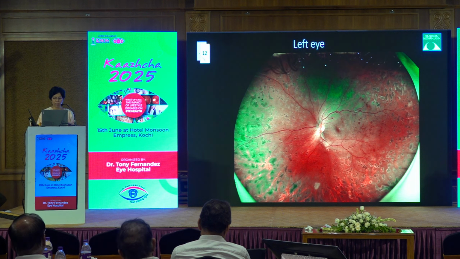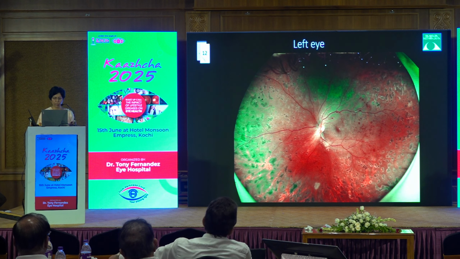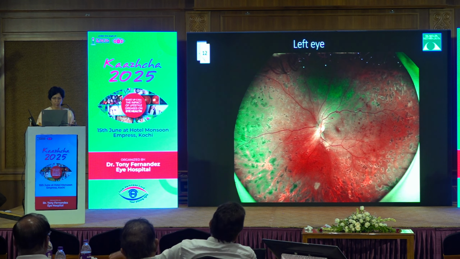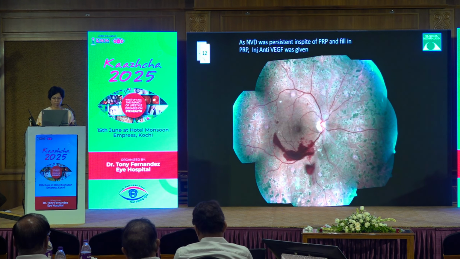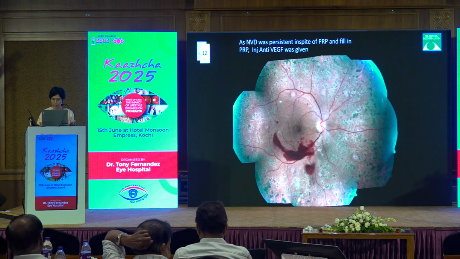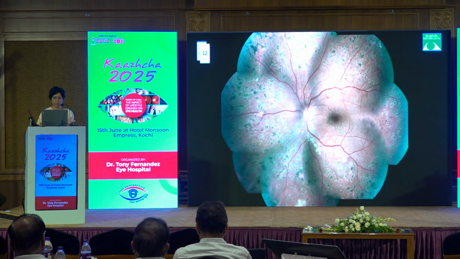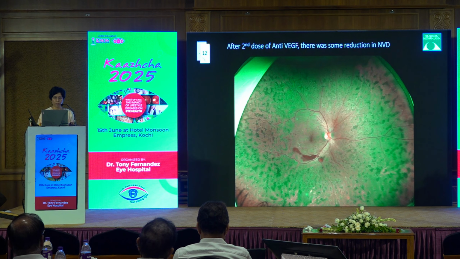But there is some area left for laser, so we advised a fill-in panretinal photocoagulation, and that was also done. The patient comes back after fill-in panretinal photocoagulation, and you can see the NVD is still active. There is some pre-retinal hemorrhage here, and this is the other eye. In the other eye also you see some NVD is still active. But in this situation, notice that there is no fibrosis here. It is only the vascular loops or the NVD. So I advised anti-VEGF treatment for this patient.